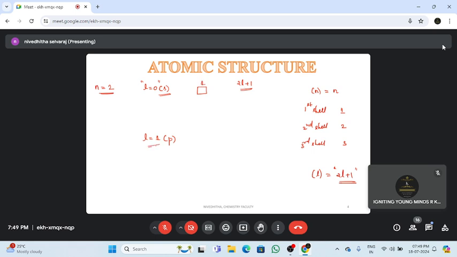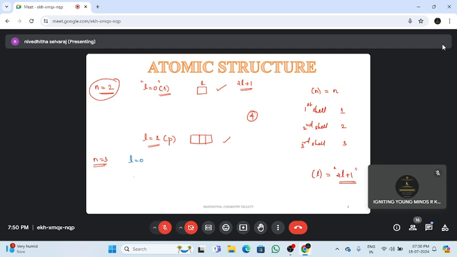And in L equal to 1 subshell, that is P subshell, how many orbitals will be there? L is equal to 1. So 2 into 1 is 2. 2 plus 1 is 3. So basically 3 orbitals will be there. So in second shell, totally how many orbitals do I have? 1 plus 3, 4. As simple as that. Now we'll calculate for third shell. In third shell, how many subshells will be there?